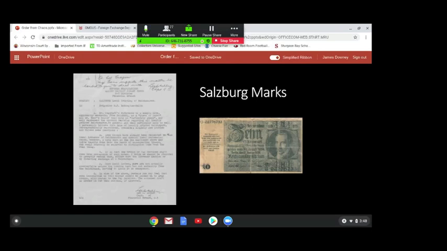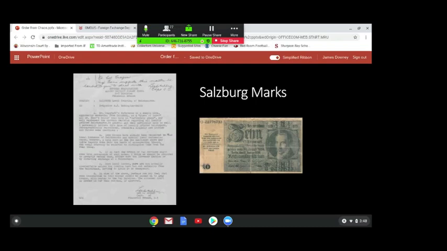Given that information, the Allies said, all right, since these were issued by the Reichsbank, we're going to have to honor them, but we want them all withdrawn. They published a notice in the newspaper that said that after the 31st of August, they would no longer be valid, and you had until then to turn them into the Reichsbank office and exchange them for current notes.